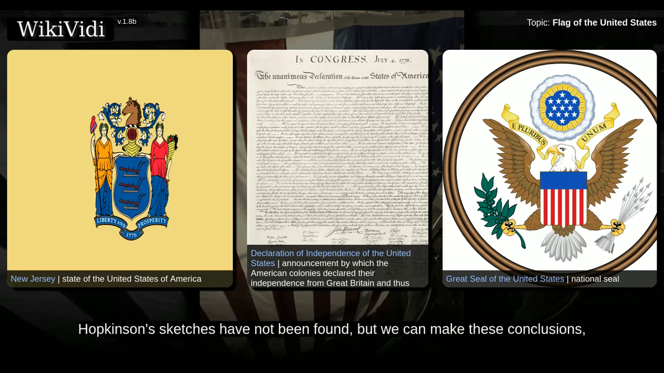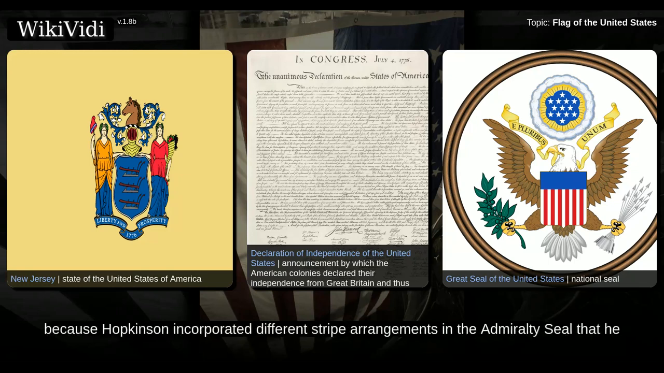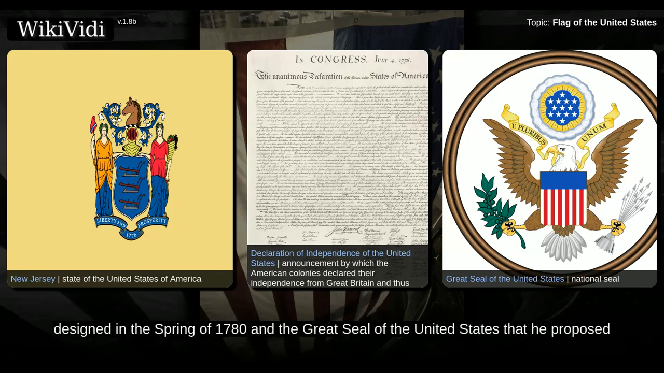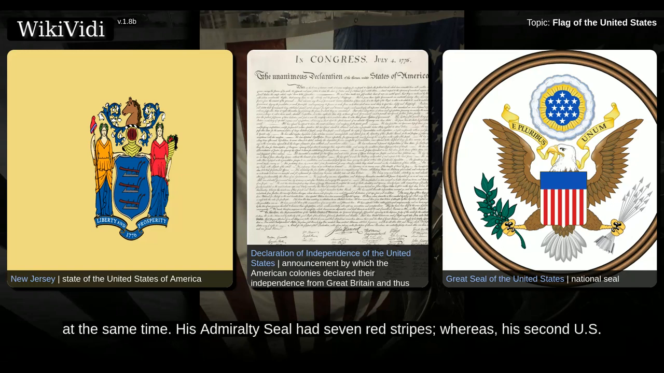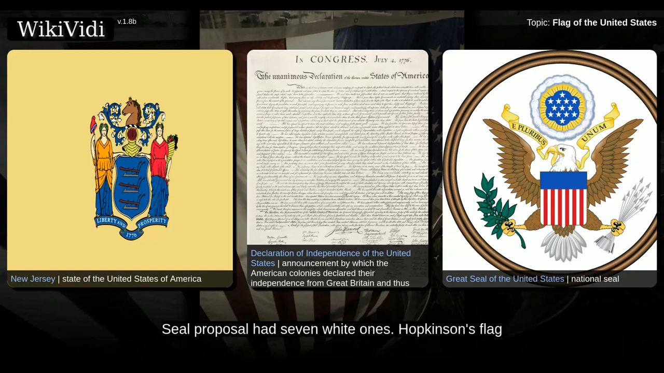Hopkinson's sketches have not been found, but we can make these conclusions because Hopkinson incorporated different stripe arrangements in the Admiralty seal that he designed in the spring of 1780 and the Great Seal of the United States that he proposed. His Admiralty seal had seven red stripes, whereas his second U.S. seal proposal had seven white ones.